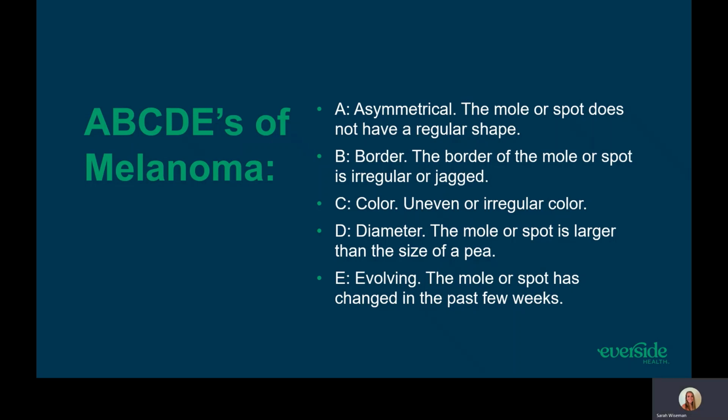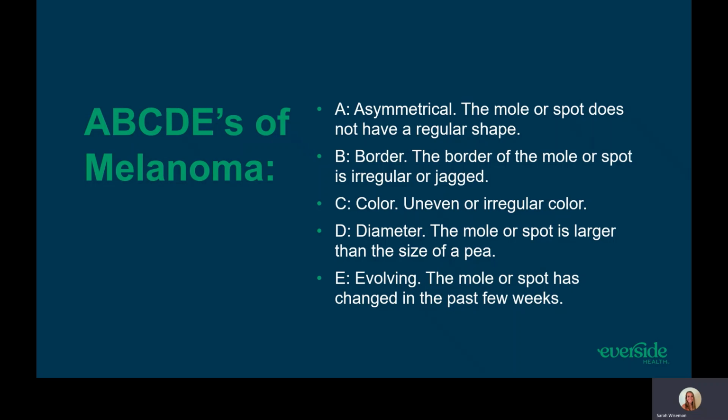B stands for border. If the border or the edges of the mole or spot are irregular or jagged, this is also of concern. C stands for color. Color does not mean black, but it does mean if the color is uneven or irregular, you should be more concerned.